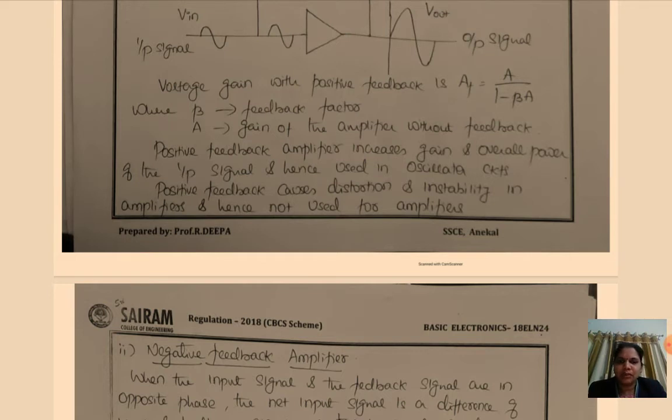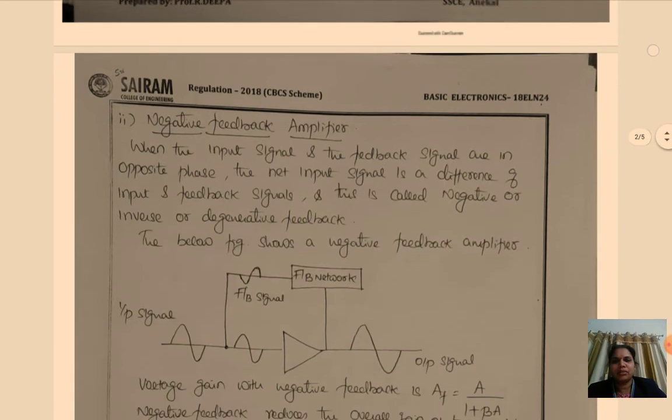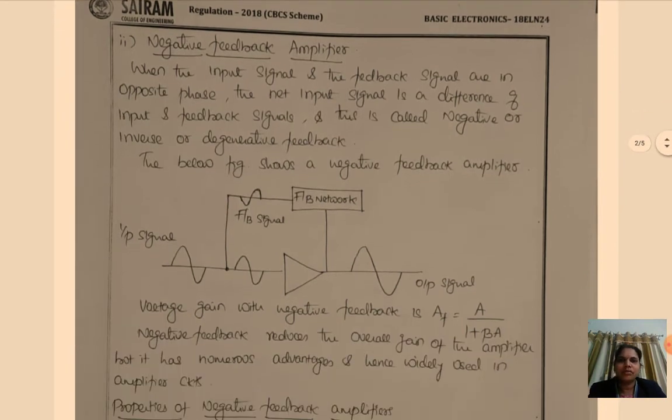The next amplifier is the negative feedback amplifier. In the negative feedback amplifier, the input signal and the feedback signal are in opposite phase. You can observe this in the circuit diagram given below. There is an input signal, whereas the feedback signal, you can see, is in opposite phase. That is, first you will have the negative cycle, then the positive cycle.